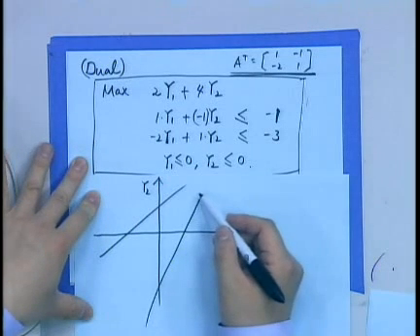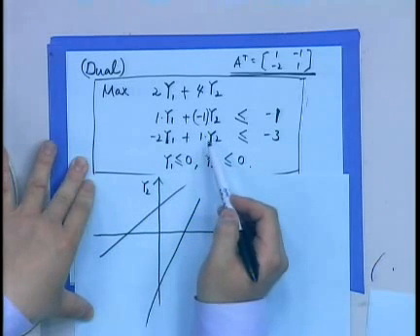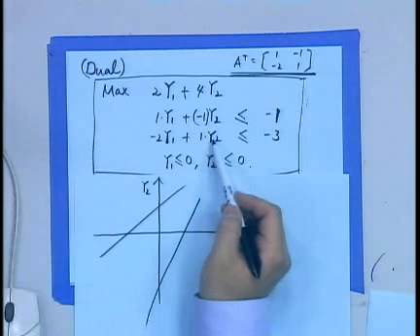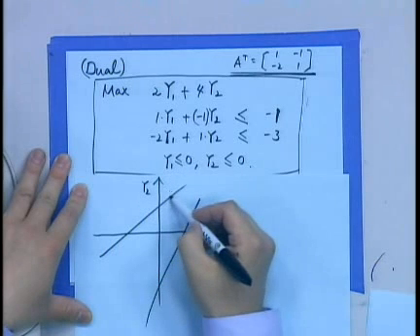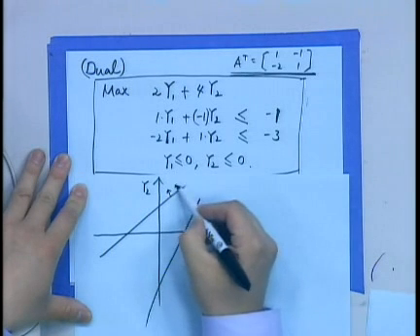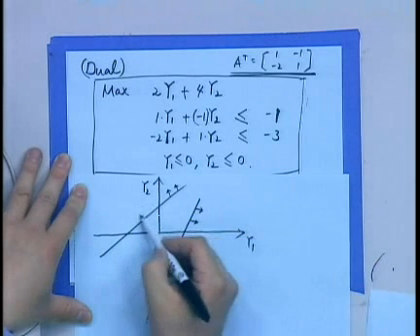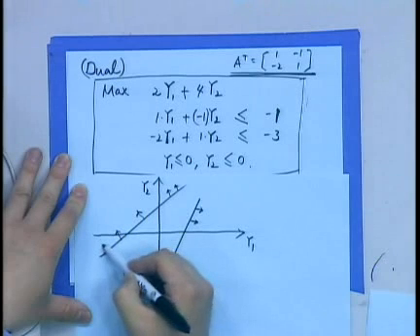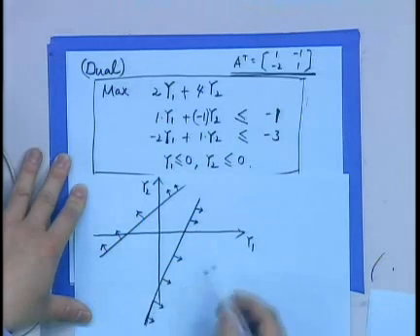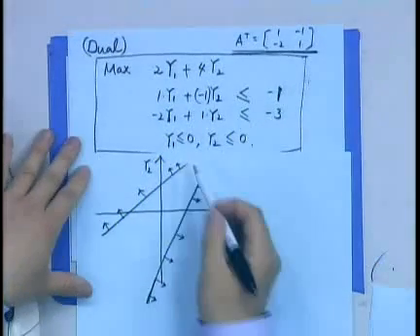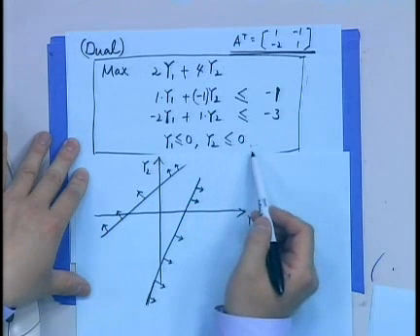And because the origin does not satisfy both constraints, which means that the origin is not one of the feasible points, right? So the feasible region would be this side and this side. So, right? And y1 is less than or equal to 0. Likewise, y2 is less than or equal to 0.